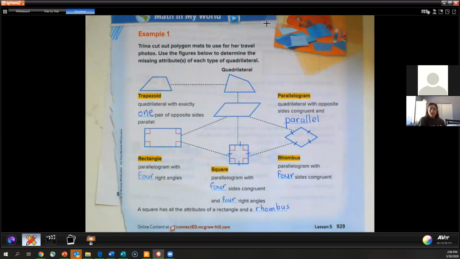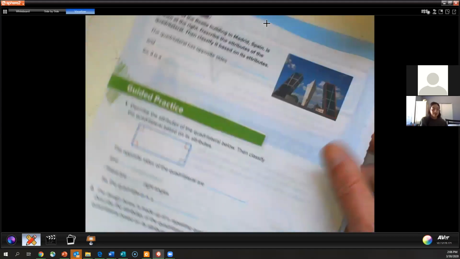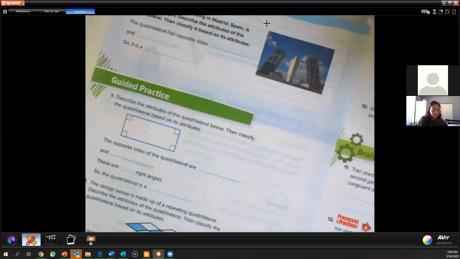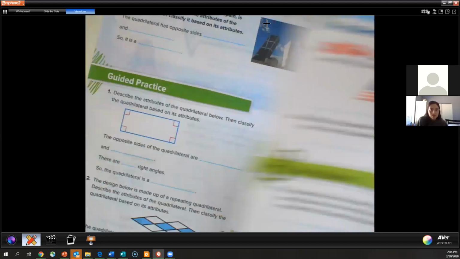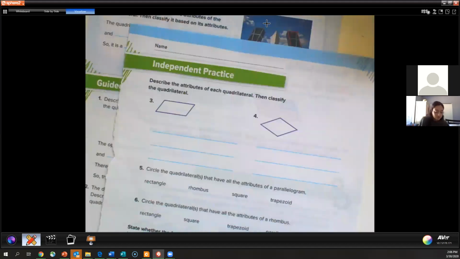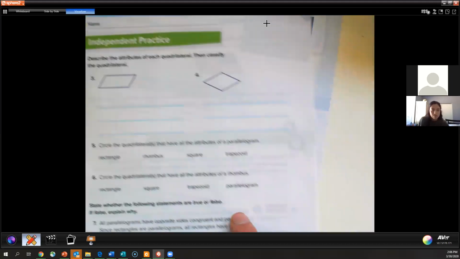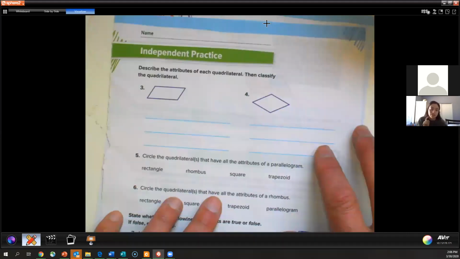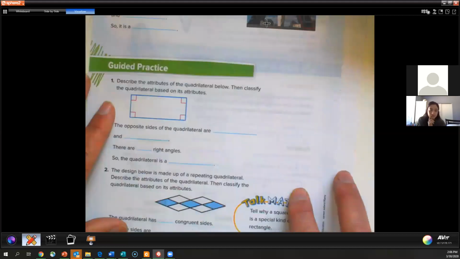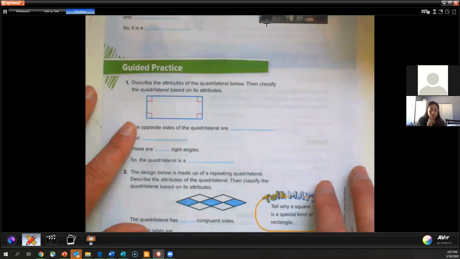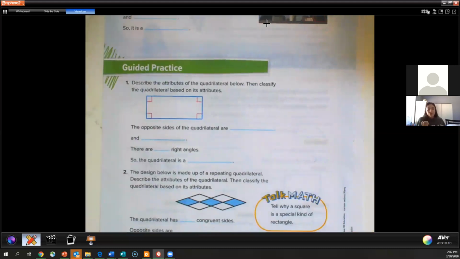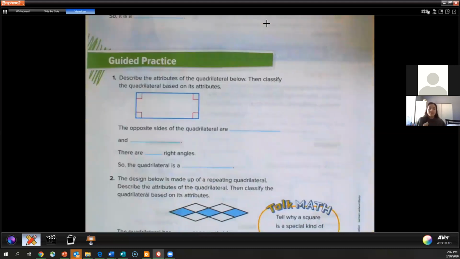All right, let's go ahead and turn the page on over, Mr. Yates, to our guided practice. Which one do we want to start with, Miss Garcia? Let's start with the number 1 of the guided practice. Yep, perfect. So we're going to take a look at our number 1. It says, describe the attributes of the quadrilateral below, then classify the quadrilateral based on its attributes.